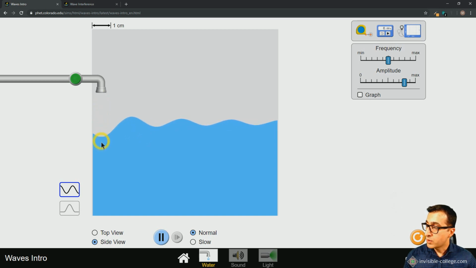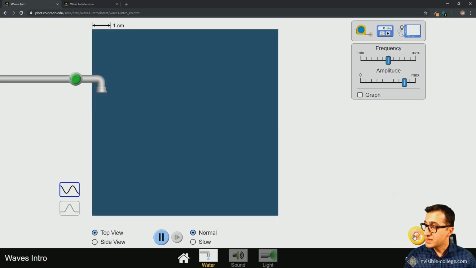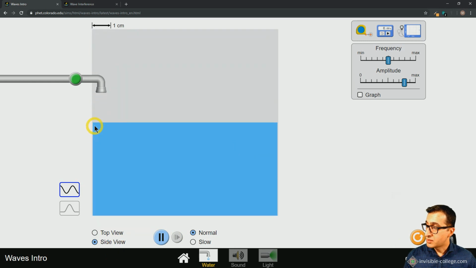So this is what we would categorize as a transverse wave, in the sense that the vibration at any point along the wave is upwards and downwards, while the direction of energy transfer is from this point outwards in this direction. And so transverse waves are categorized by the vibration being perpendicular to, or at right angles to, the direction of energy transfer.